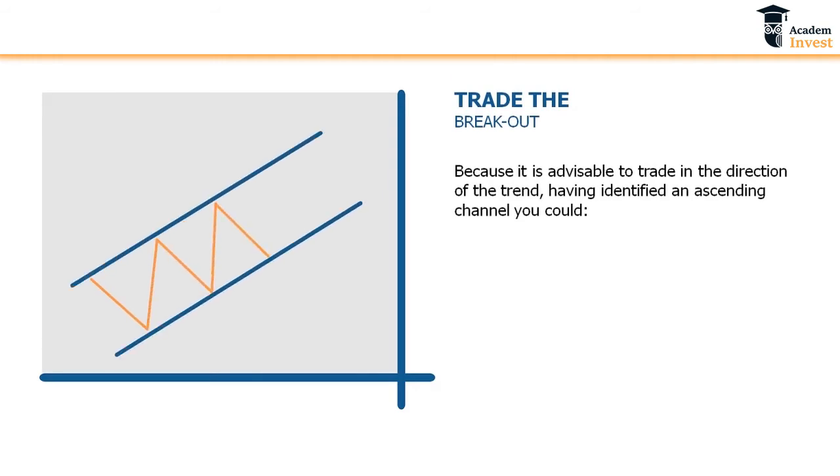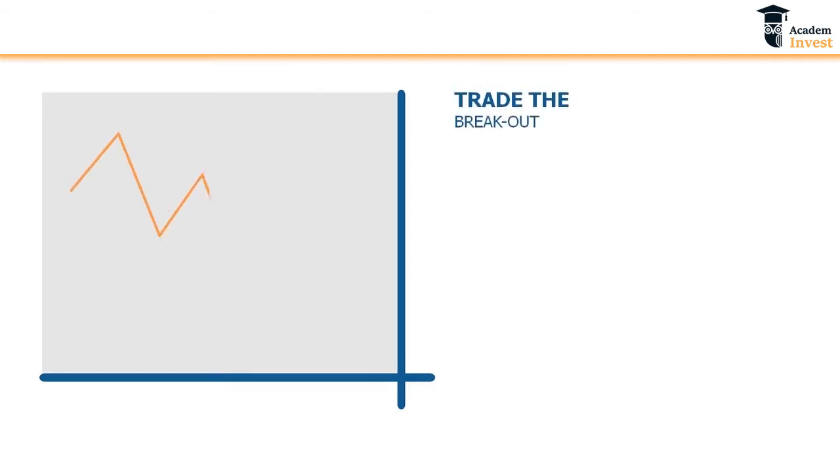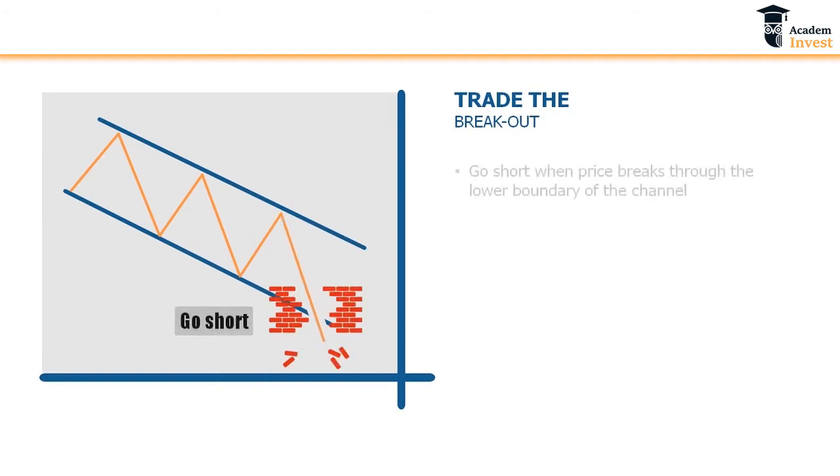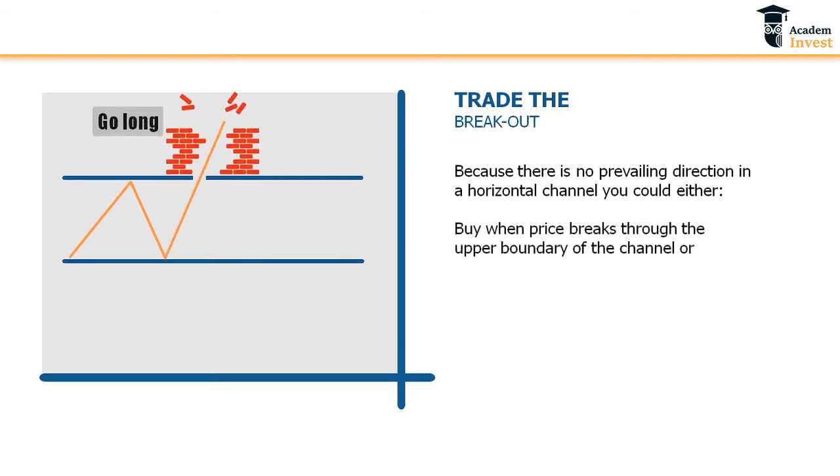You can also trade when the price breaks out of the channel. If you anticipate that the price will not reverse at the boundaries, but will continue at an accelerated rate in the direction of the trend, you buy when the price crosses the upper boundary, or you sell when the price goes through the lower boundary. As always, it is best to also do this in the direction of the trend. So in an uptrend, you go long at the breakout of the upper boundary, and you might want to go short at the breakout of the lower boundary. Because there is no trend in a horizontal channel, you can do both. Go long at the breakout of the upper boundary or go short at the breakout of the bottom boundary.